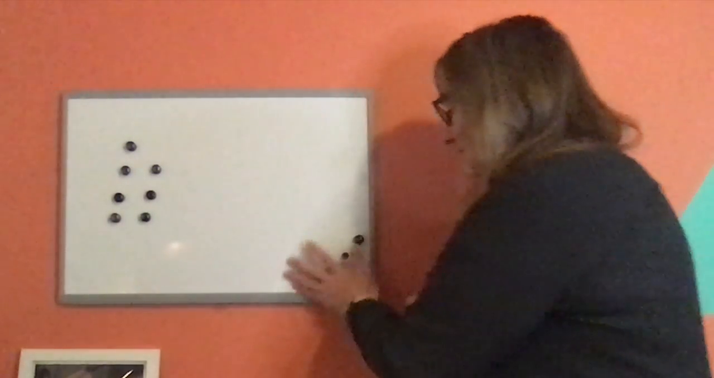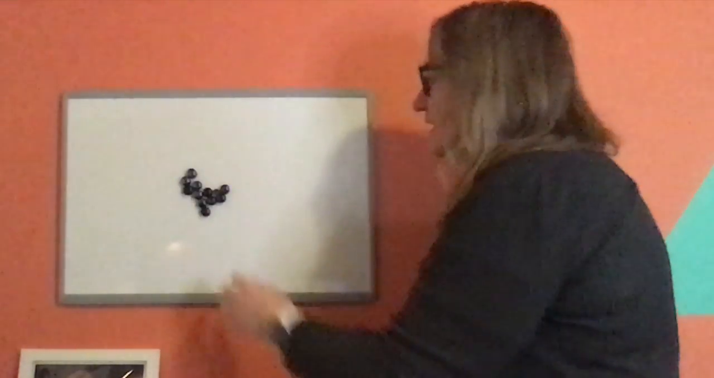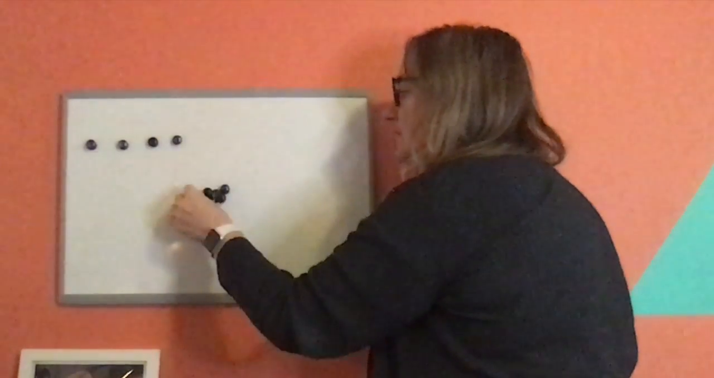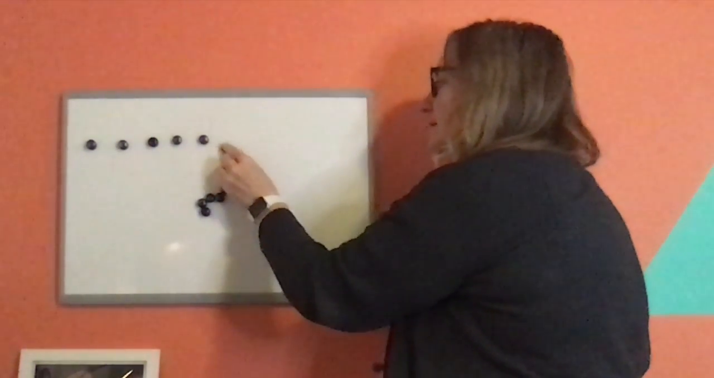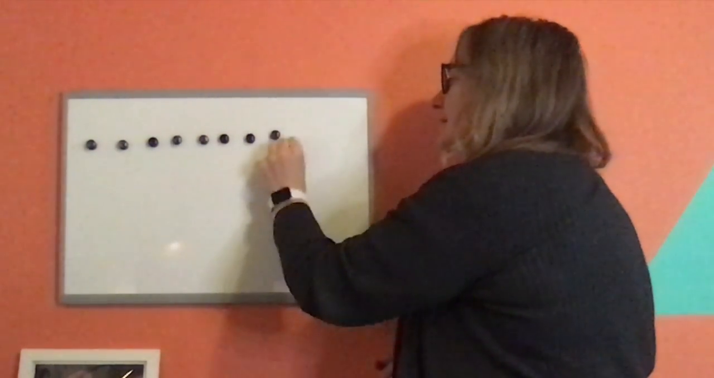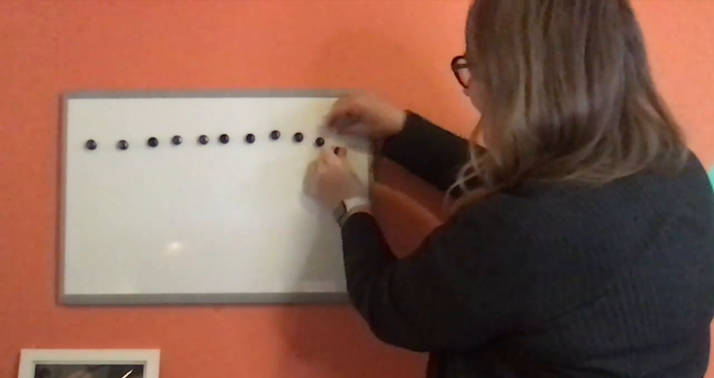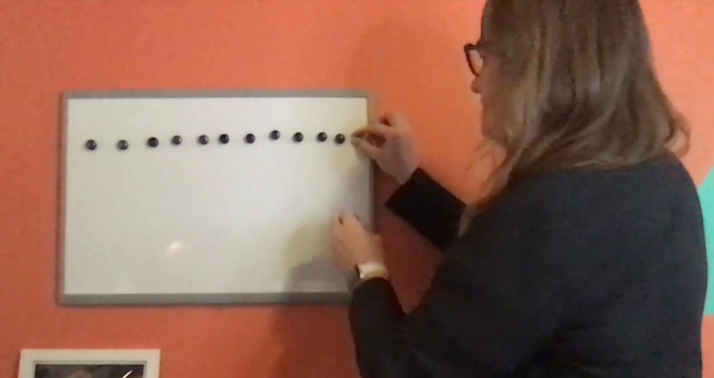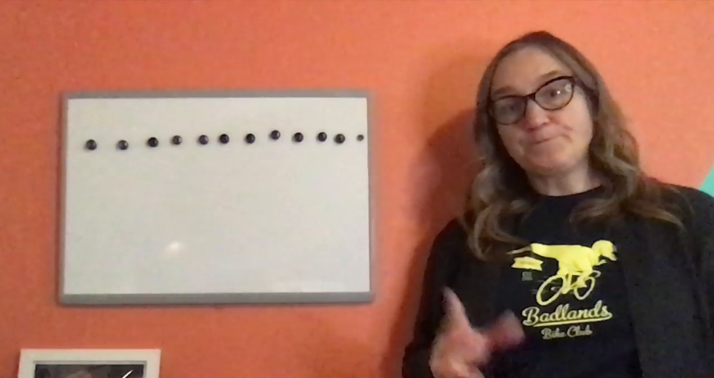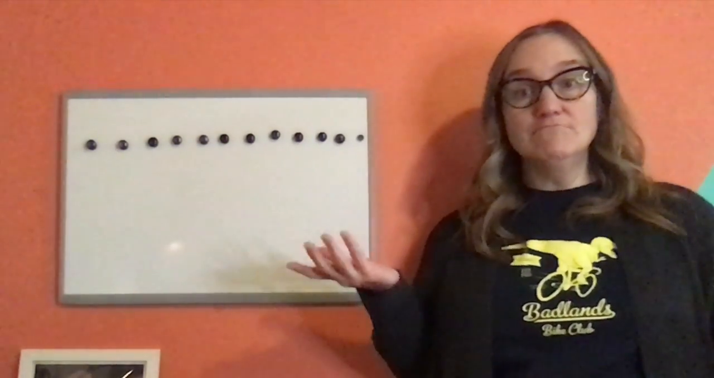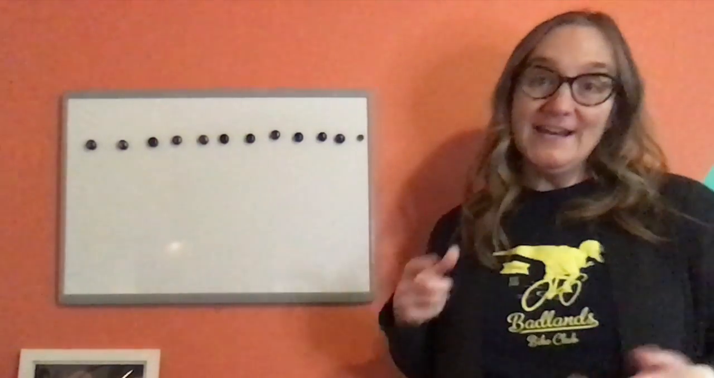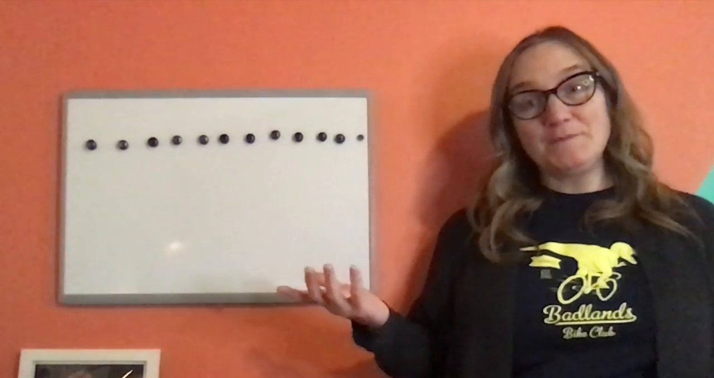Let's try something else. Let's use all the magnets, okay? So I'm gonna do one long row, 1, 2, 3, 4, 5, 6, 7, 8, 9, 10, 11, and 12. Okay, so 1 and 12, 1 times 12 makes 12. So it might be a prime number, but let's see if we can check and see if there's any other factors of 12 to see if it might be composite.